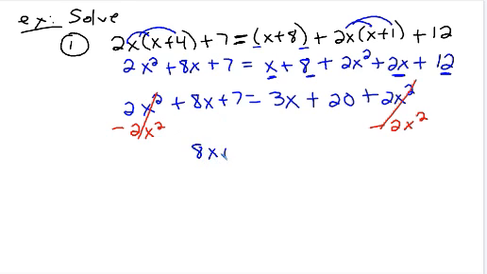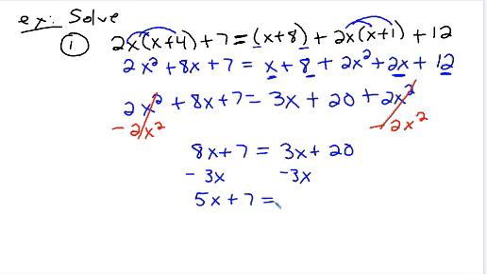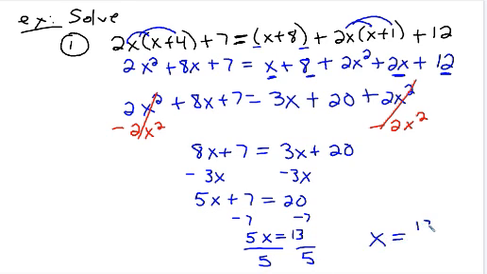So now I just have a regular algebra equation that everybody should be able to solve. I would subtract 3x from both sides, so I have 5x plus 7 equals 20. Subtract 7 from both sides, 5x equals 13. Divide both sides by 5, and I have my answer. X equals 13/5.